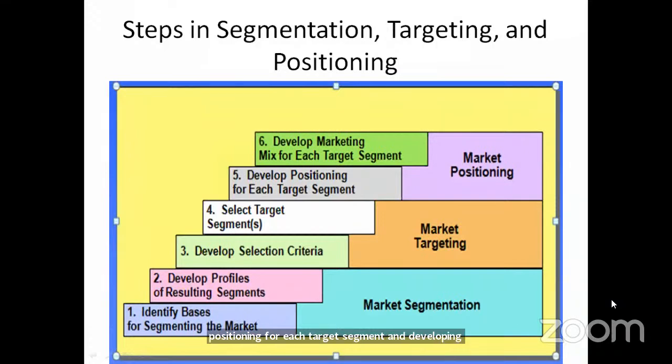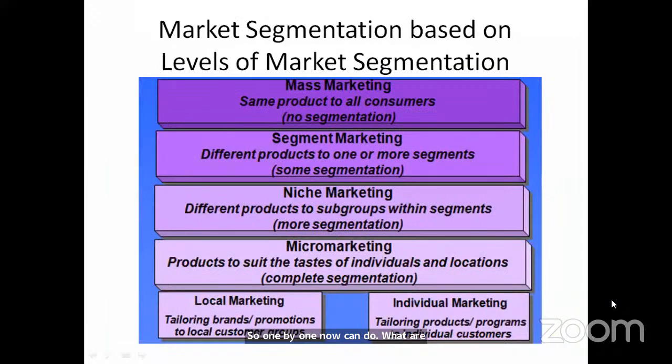So one by one. Now came to what are the levels of marketing segmentation. Fine. Levels of marketing segmentation, that means first one, if the product is very huge, the same product to all customers. Like, as I said, take a soap, then take a food product, then take any product you use in your day to day life.